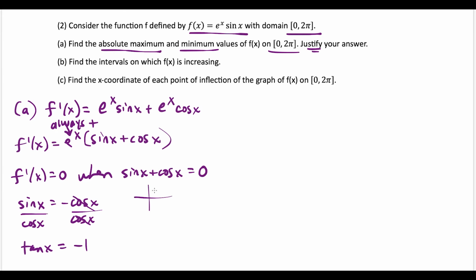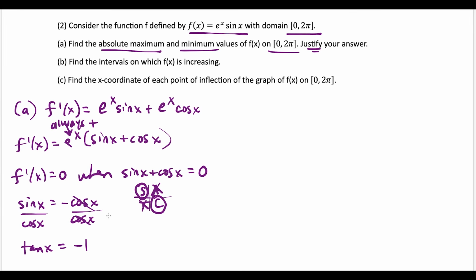So now we just have to remember here, remember ASTC. This stands for all students take calculus, but what it really means is that all the trig functions are positive in quadrant 1, just sine and its reciprocal in quadrant 2, tangent and its reciprocal in quadrant 3, and cosine and its reciprocal in quadrant 4. So if tangent is negative, that means we're not in quadrants 1 and 3. We're going to be in quadrants 2 and 4.